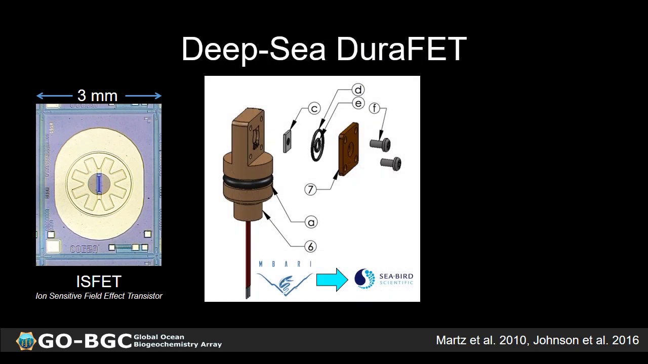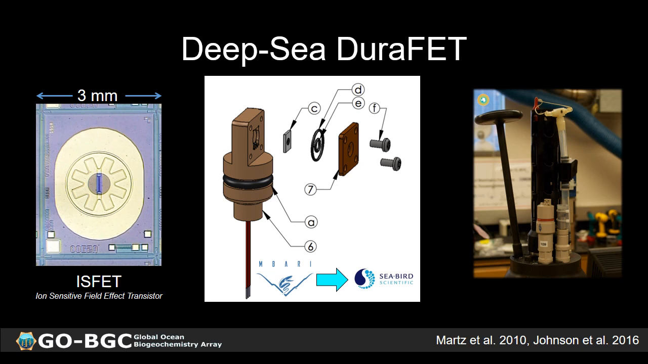So this Honeywell ISFET chip was repackaged at MBARI into a sensor that can withstand high pressure, and this is termed the deep sea DuraFET. The schematic of the sensor is shown here. This technology was then licensed to Seabird, and now Seabird has made it commercially available for the rest of the community. Once this ISFET is packaged into this high pressure tolerant package, it can then get installed into a profiling float shown on the right here.